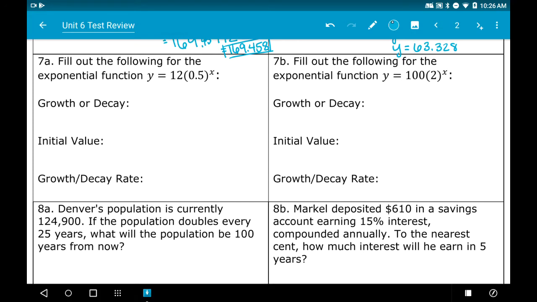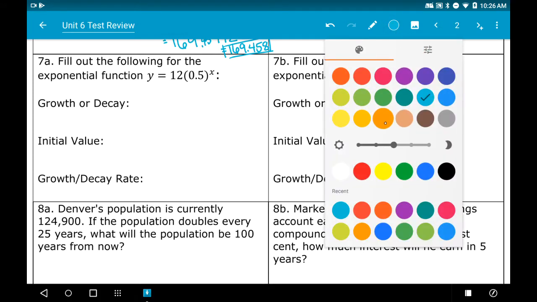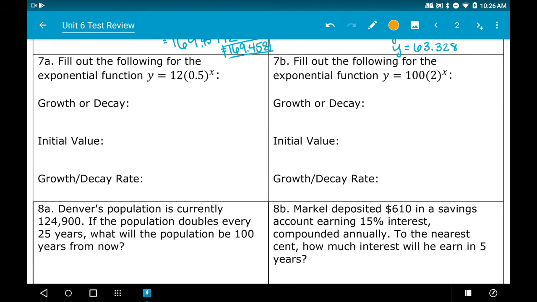Okay, 7 wants us to fill out the information based on this exponential function. So our growth or decay rate, initial value, and it just wants to know if it's growth or decay. So if we look at this here, we know that this right here is our A value, and this right here is B, or our rate. So growth or decay, we have to look at our B value, and looking at that, it's 0.5. So whenever it's less than 1, but greater than 0, we know it's going to be decay. So since that is a decimal there, it's decay.